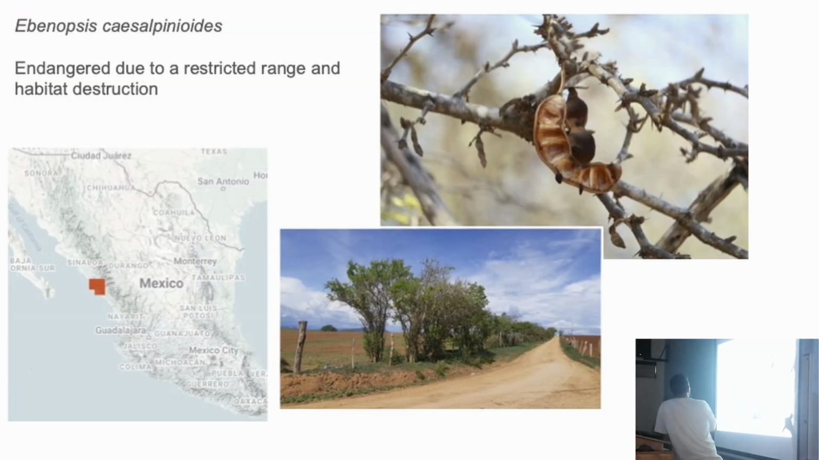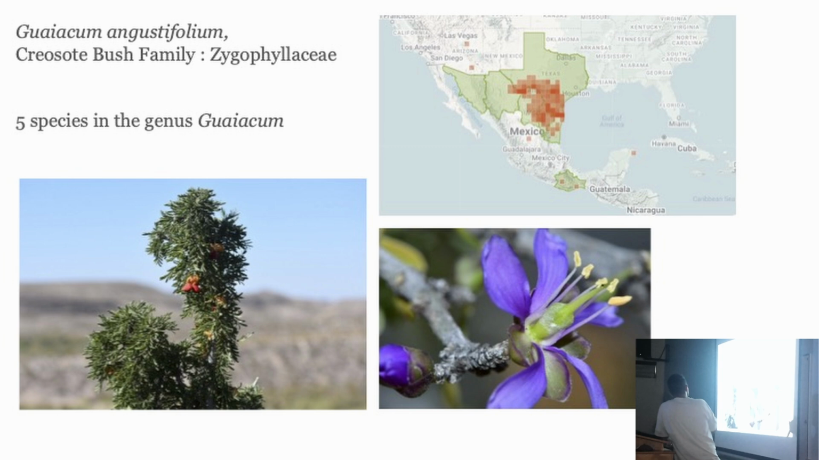Echinopsis confinus and Echinopsis sessalpinioides. This is a much more restricted one from Sinaloa, and it's actually endangered. Habitat destruction, agriculture, grazing, whatever. But you can see variations on a theme.